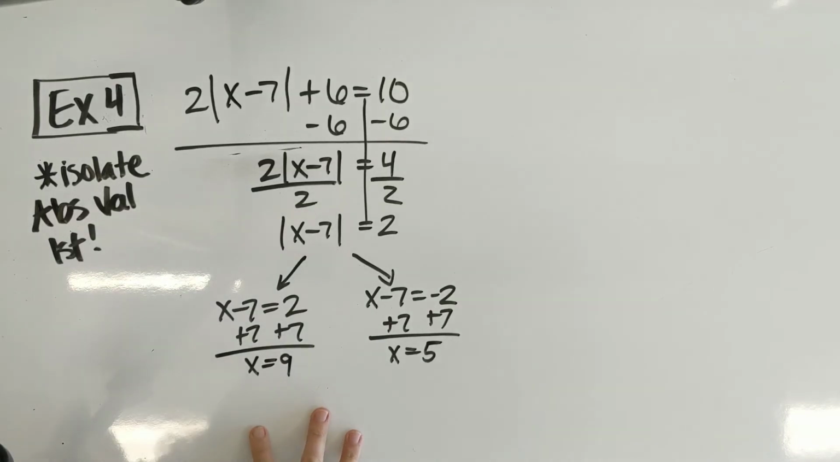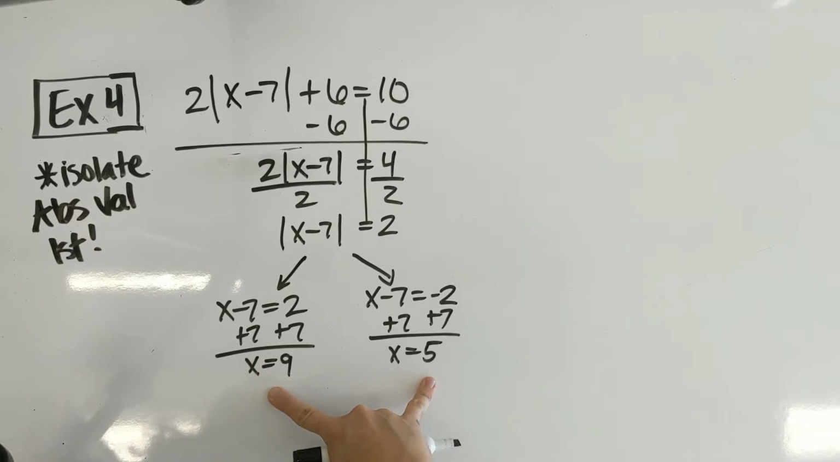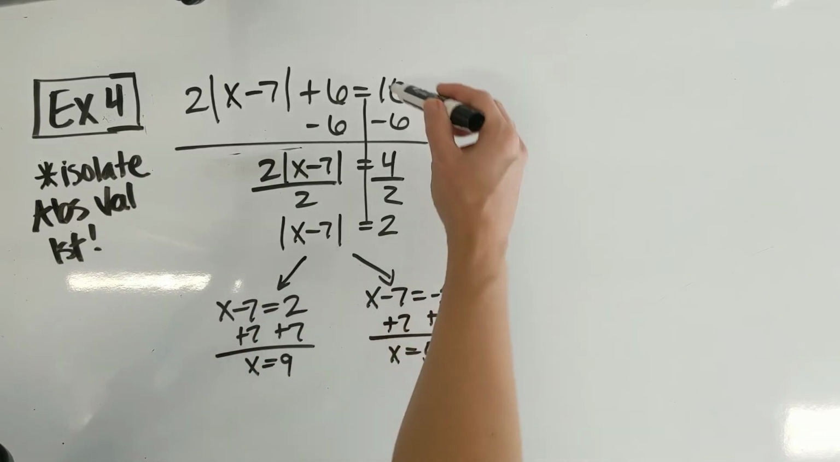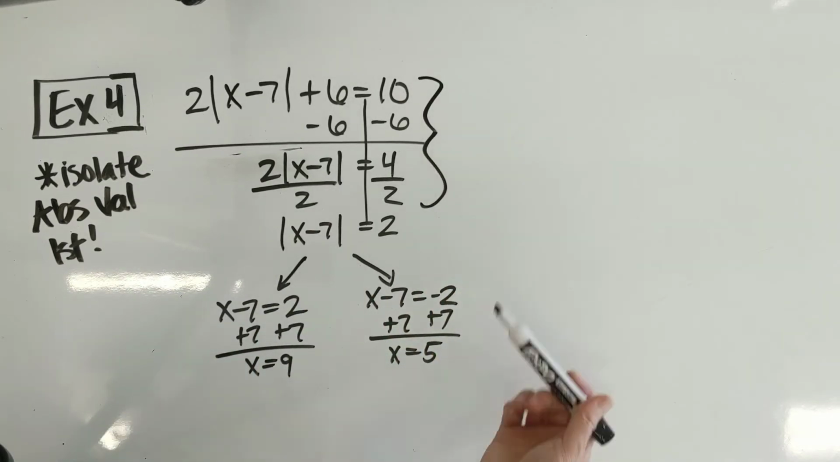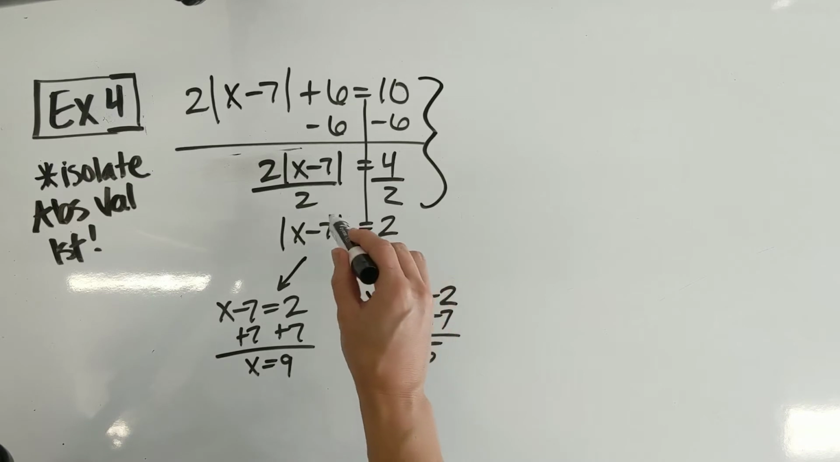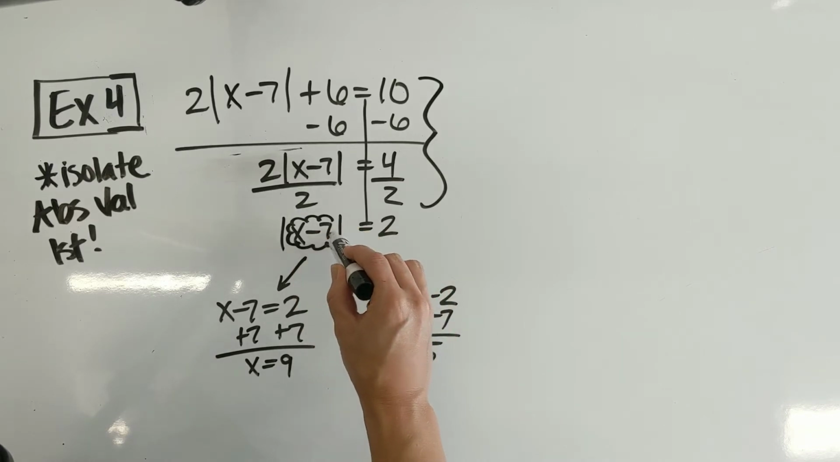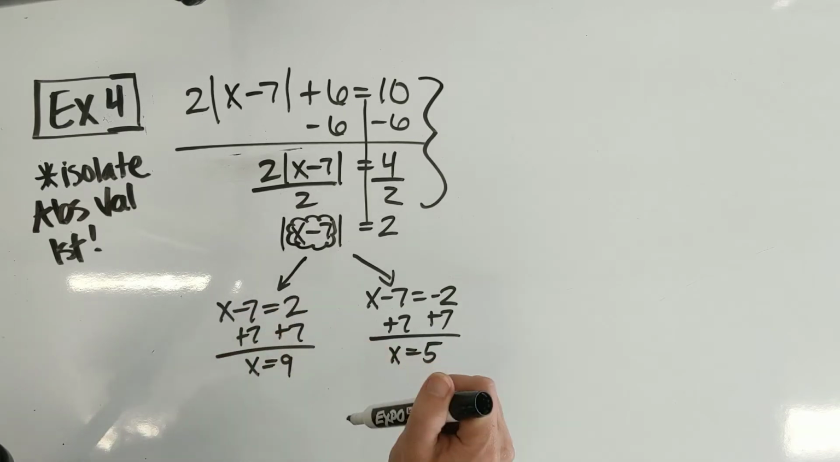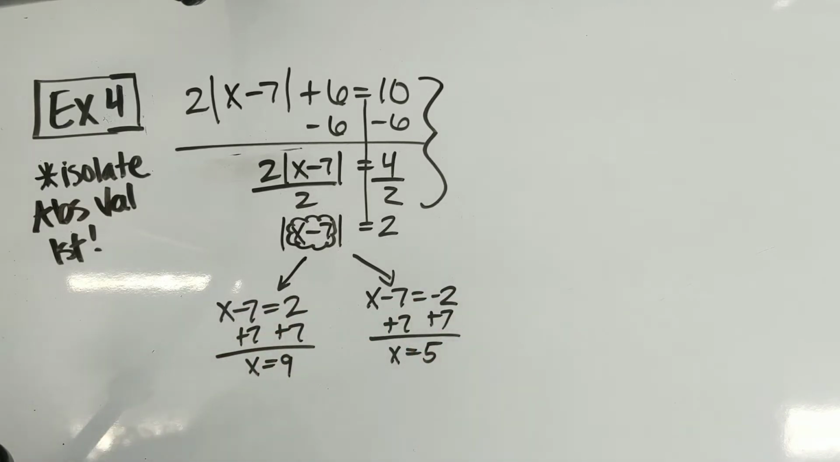So you should have gotten that x could be 9 or 5. So again, the first thing I did was isolate my absolute value. That's all of this right here. And then once we get to this step, we're really asking ourselves, what value would make this bubble be 2? So x minus 7 could be 2, or that bubble could be negative 2.